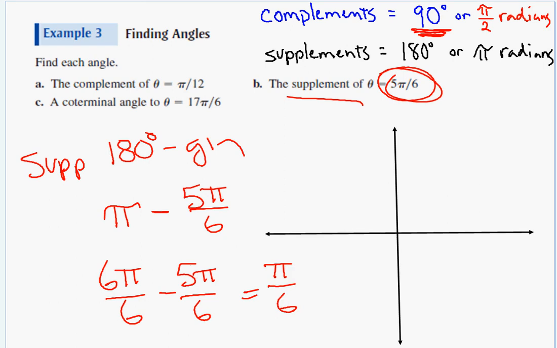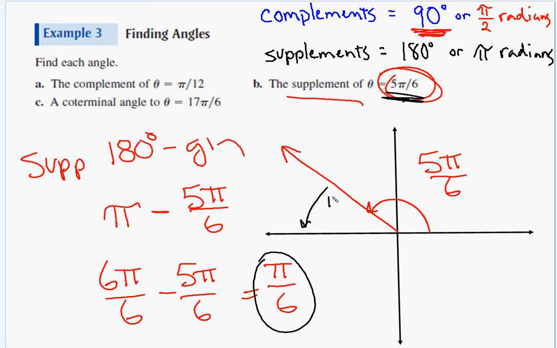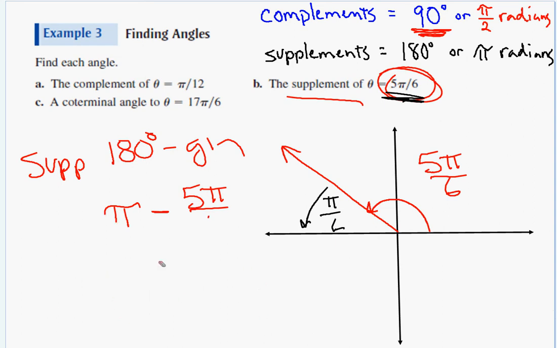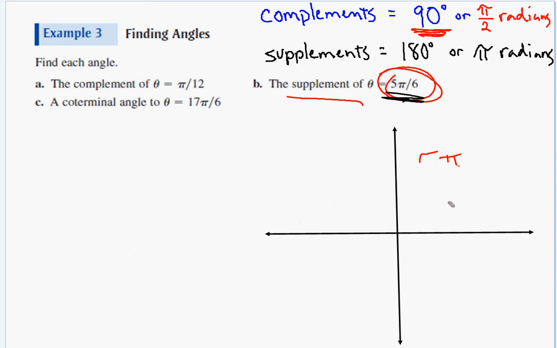Pi over 6. So if I draw this, 5 pi over 6, that angle would open up from the positive x-axis to here. So this would be 5 pi over 6, and then the supplement is how many more radians to get back to the x-axis. In this case, it's just pi over 6. If we add those together, we get 1 pi, because the definition of a supplement is two positive angles that add up to 180, or 1 pi radians.